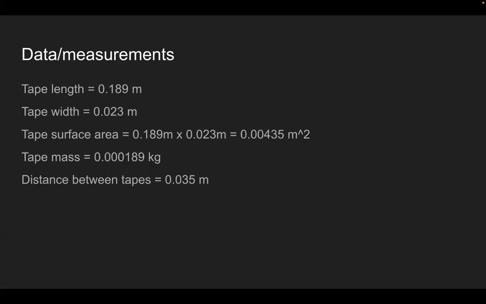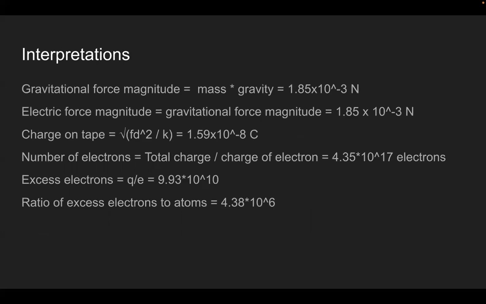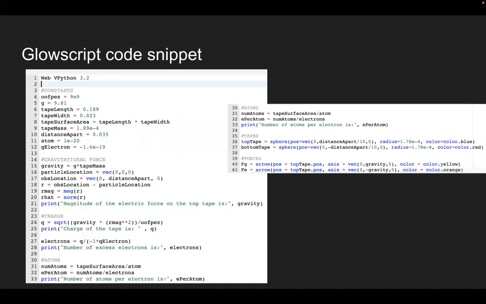After conducting our lab experiment, we were able to collect a variety of data points. These are some of the data points that we got after our lab. With these data points, we were able to calculate a variety of useful values. With these values, we were able to calculate the number of excess electrons, which was 9.93 times 10 to the 10. Using that, we were also able to get a ratio of excess electrons to atoms.